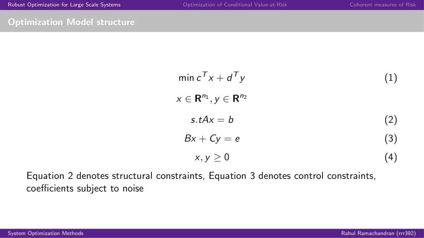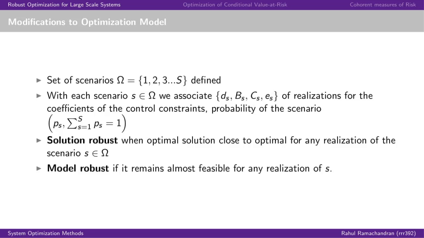The optimization problem, thus framed, involves minimizing c transpose times the structural component plus d transpose times the control component. It also has two equality constraints as shown here. We define a set omega of S scenarios. For each scenario, we associate the set of d, B, C, and e realizations as coefficients of the control constraints. Each scenario has a probability p of occurring, and needless to say, the combined probability of the scenarios is 1.